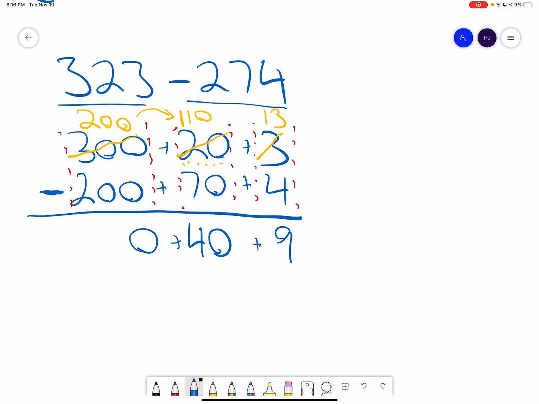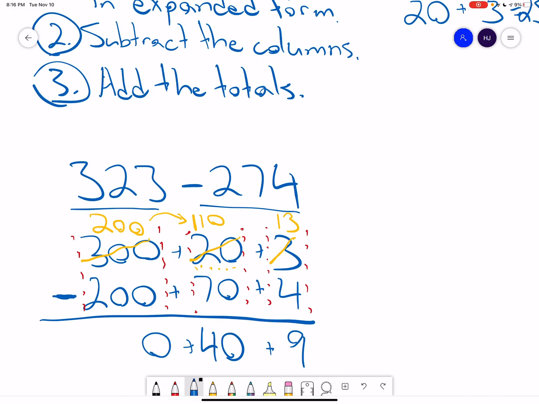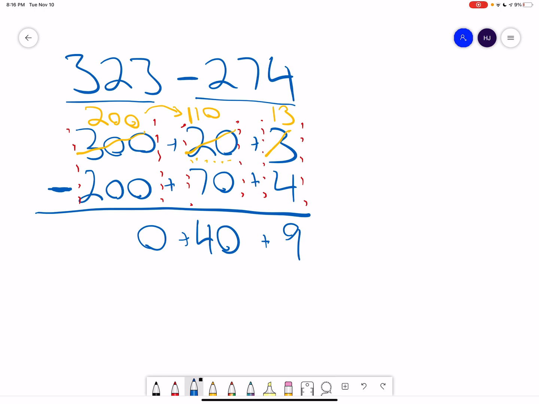Now for our third step, add the totals. In this case, we have 0 plus 40, which is 40. Then 40 plus 9, which equals 49. So now we know that 323 take away 274 equals 49.